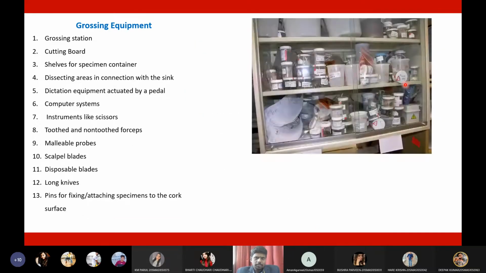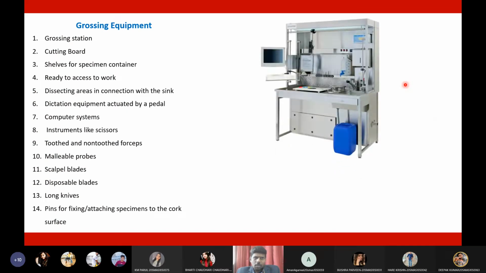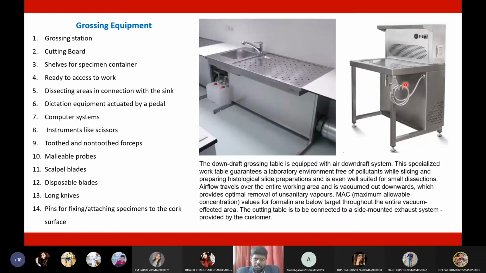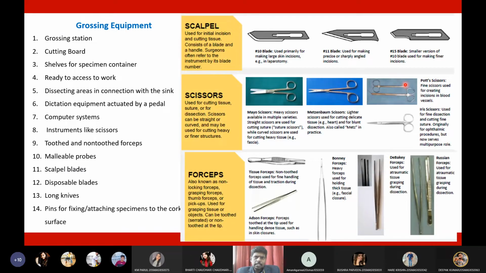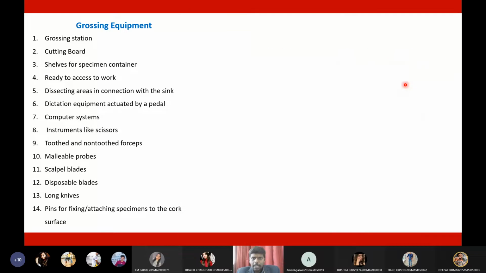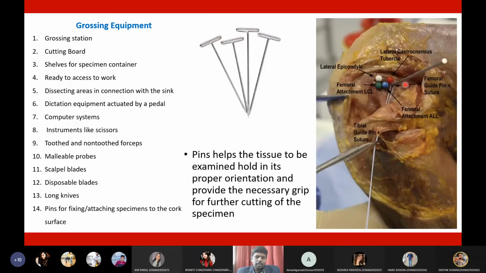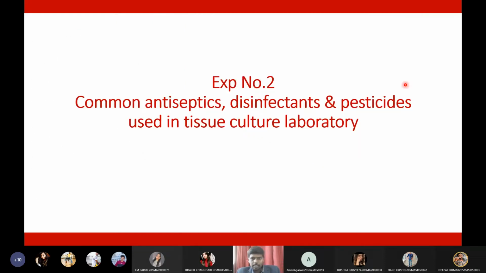The instruments used in gross examination are the grossing station, cutting boards, shelves for keeping the containers, working station or washing station, then recording equipment, transcribing equipment, scalpels, scissors, forceps, blades, probes, scale, long blades, fixing pins, cork boards, and there is one more instrument missing here, which is the weighing machine to measure the weight of the specimen. So these are the equipment that are necessary in a gross examination.